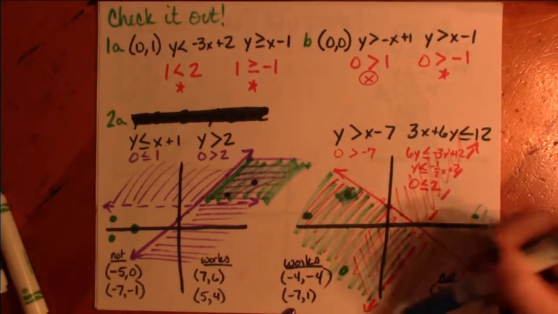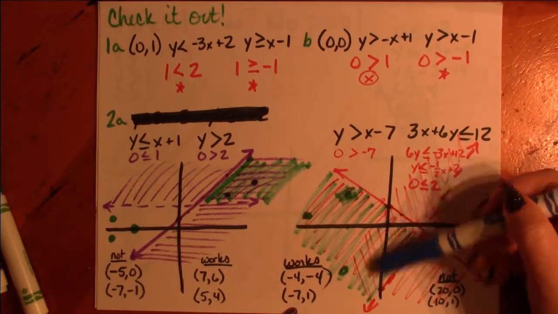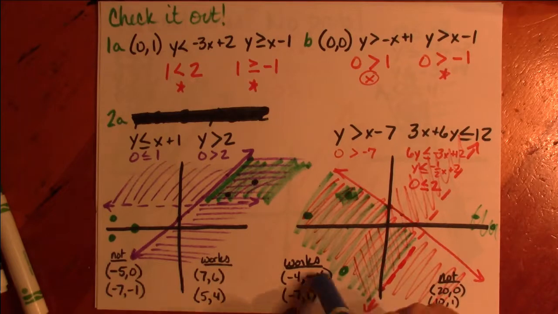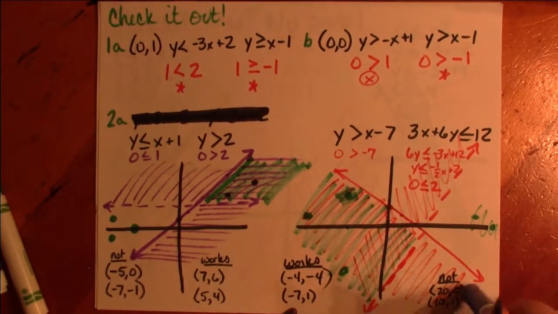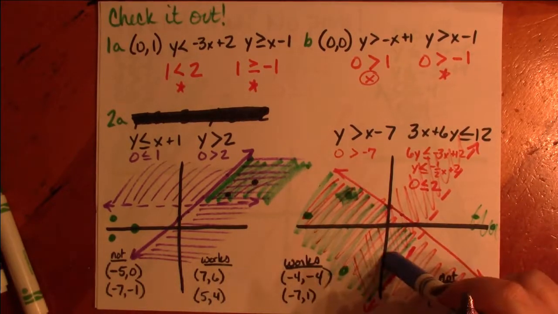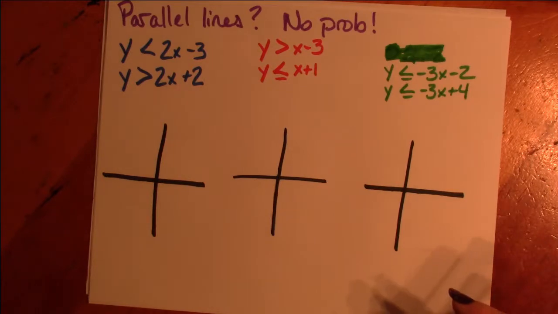Similarly, I graphed these 2 lines here, these inequalities, and I graphed the areas where they work, and they overlap in this region here. So these work and these do not, and again, you can find any spot that is in this section, okay? What happens if you have parallel lines?